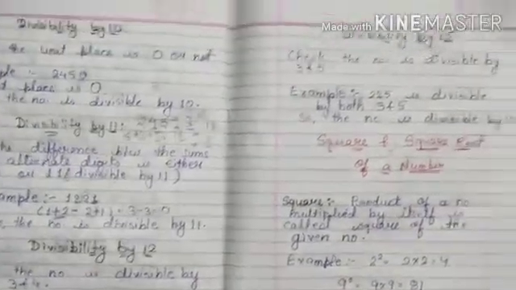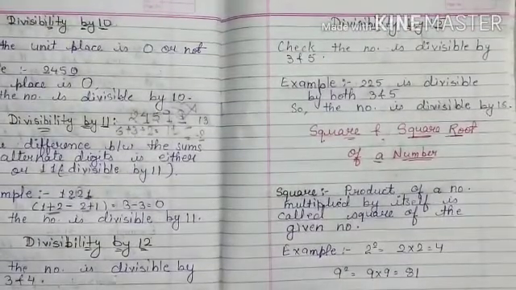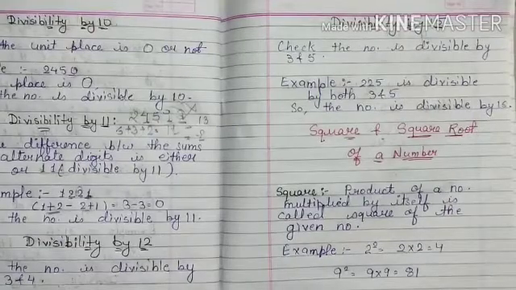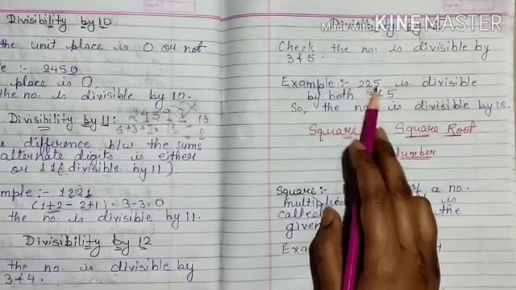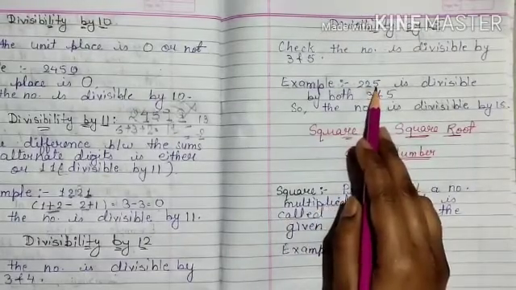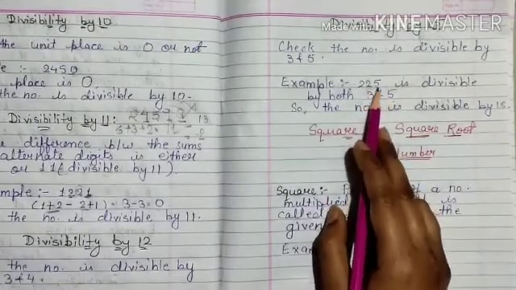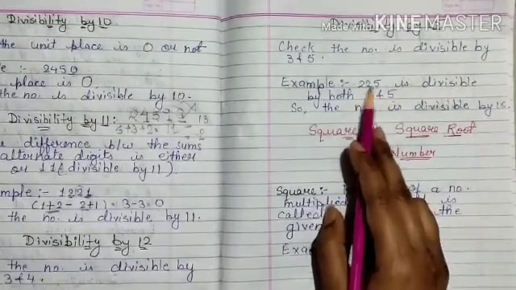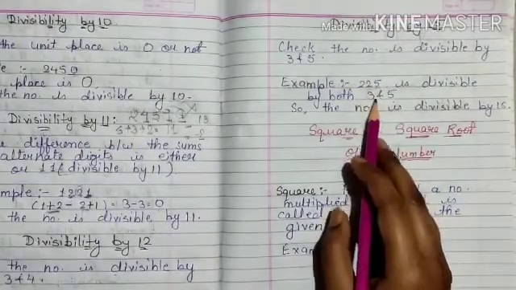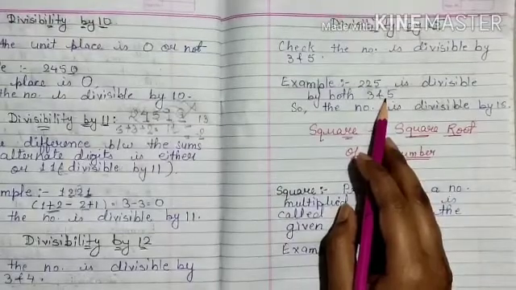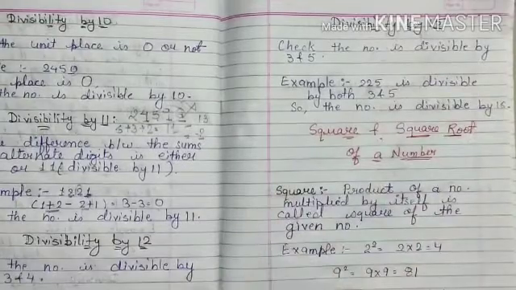Next is 15. For 15, we have to check whether the number is divisible by 3 and 5. Let's suppose the number is 225. 5 is at the unit place, so it is divisible by 5. For 3, we add: 2 plus 2 is 4, 4 plus 5 is 9. 9 is a multiple of 3, so it is divisible by 5 and 3 also. So the number is divisible by 15. Okay.